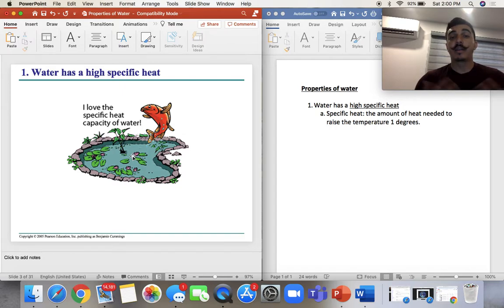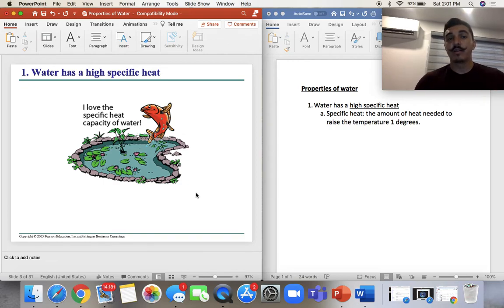Everything in our body has chemical reactions and they break down stuff. So every time they break down stuff, energy is released. Since we have water all around our body, imagine all that energy and all that heat that's being released. If water was really low on specific heat, it would change temperatures really fast. So we would heat up really, really fast. Okay. So that's why water is very important, that it has a high specific heat.